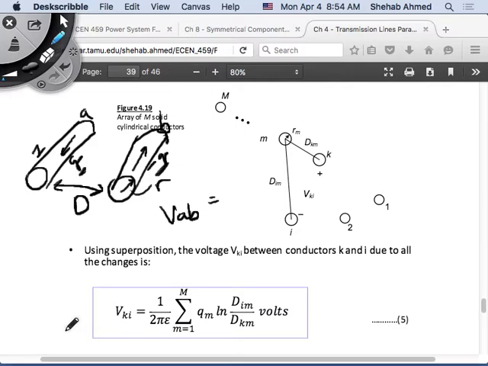Apply the equation. K is conductor K. I have conductor A, and I is conductor B. M is 1 until all the conductors in the area. You only have two. Exactly. So you go from 1 and 2. Can I substitute it with B as it's the second? Yeah, of course. First one is A, second one is B. You only have two conductors.